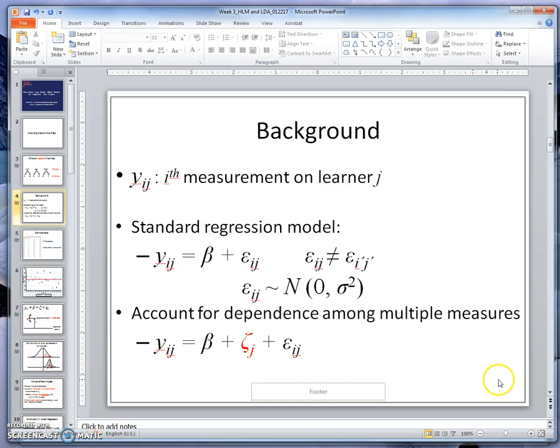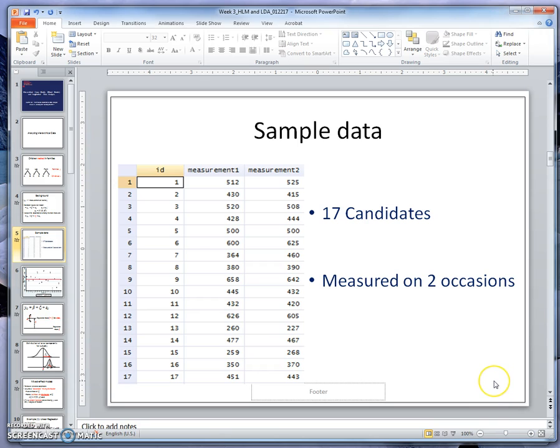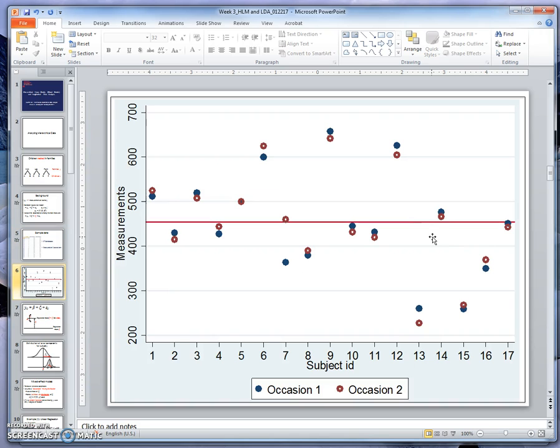All right, so that's the basic idea. And so here, let me give you some sample data. Here you see 17 different candidates or 17 different learners, and there are 2 measurements of the same learner over different occasions. So here, this is your j's, and this is your i1, the first i, and then the second i. So you can see that we no longer have independence, and we have this nested structure. You can see that there's correlation between these 2 occasions. They're very close to one another, meaning that they're dependent.